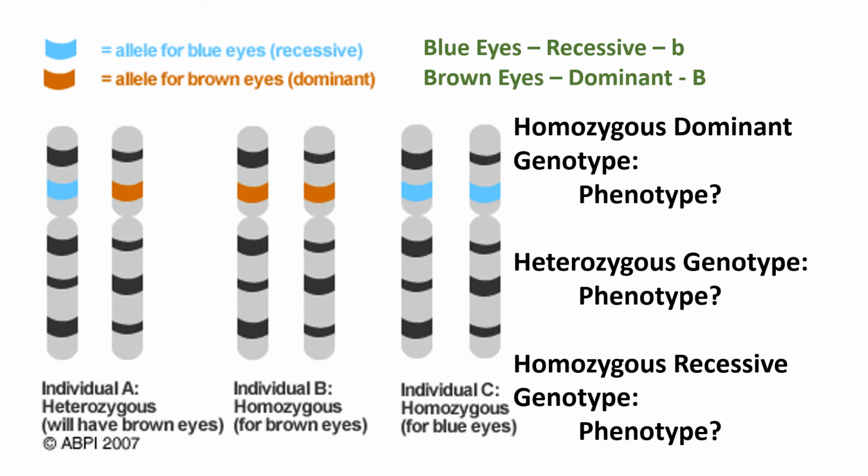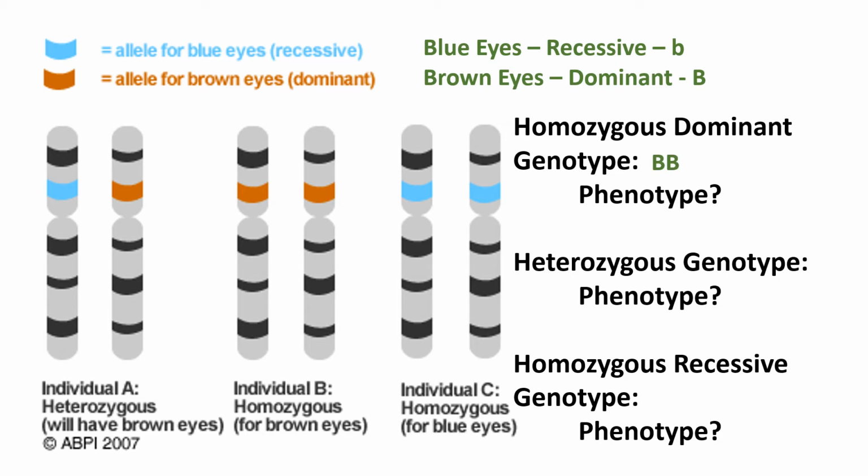So let's look at some of these examples here. If you are homozygous dominant for eye color, where the dominant big B means brown eyes and the recessive little b means blue eyes, what would be your genotype? What would be your phenotype? Write that down in your questions and then come back to the video.